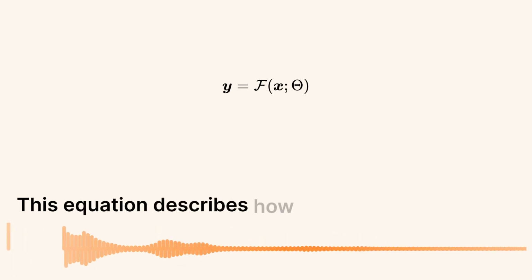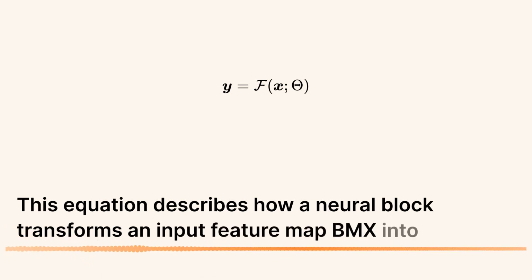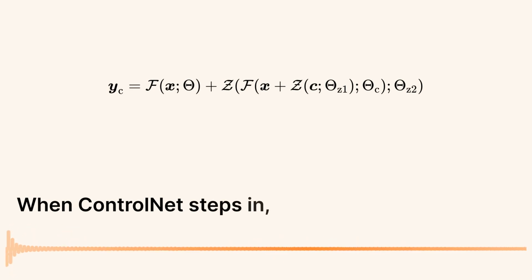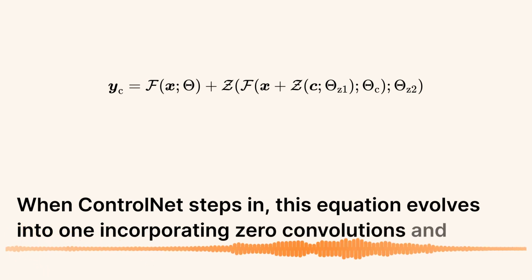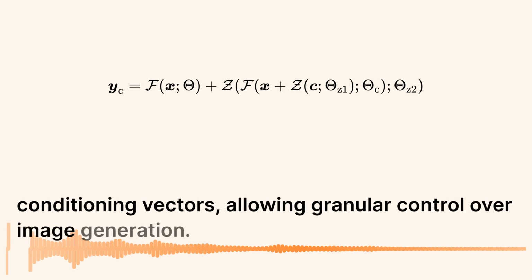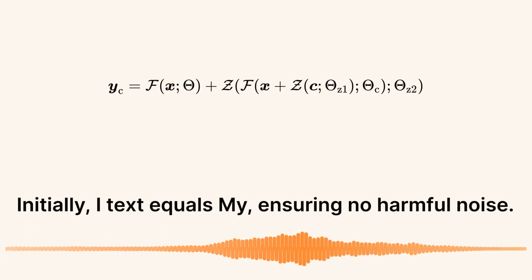This equation describes how a neural block transforms an input feature map x into an output feature map y. When ControlNet steps in, this equation evolves into one incorporating zero convolutions and conditioning vectors, allowing granular control over image generation. Initially, y_c equals y, ensuring no harmful noise.